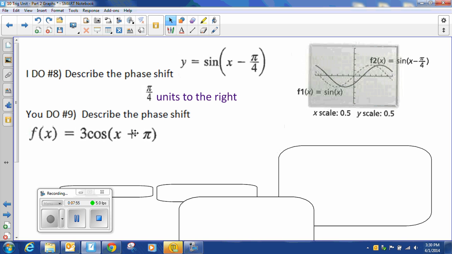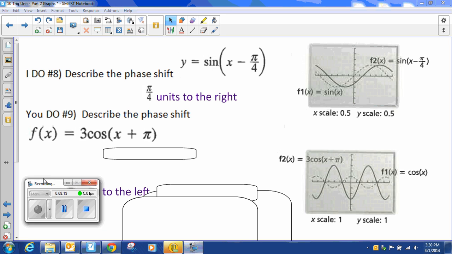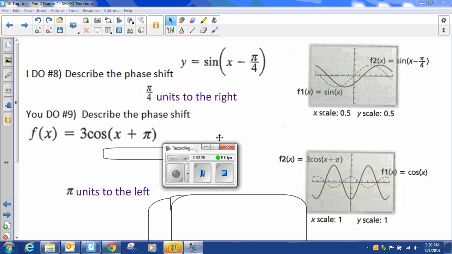Describe the phase shift of 3 cosine (x plus pi). Because we have plus pi, we're actually going to the left pi units. And also notice that the amplitude is 3, so this also sort of stretched it to reach 3 and -3 there. So to describe this phase shift, it is pi units to the left. Good luck to you.